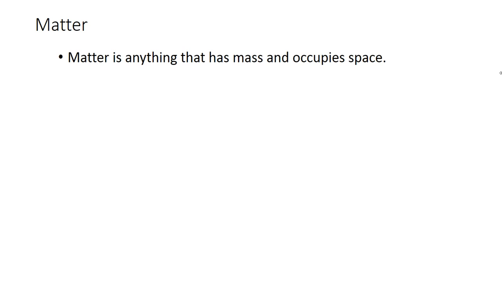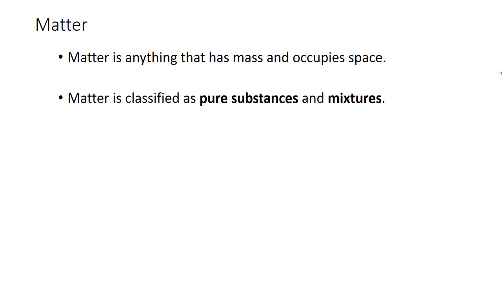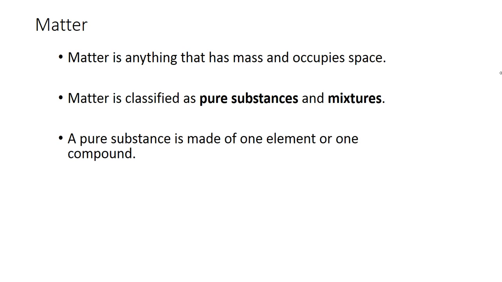First, what is matter? Matter is anything that has mass and occupies space. Occupies space means it has volume. So matter is anything that has both mass and volume. In terms of classification, we can classify matter as pure substances and mixtures. So these are two broad classes of matter.